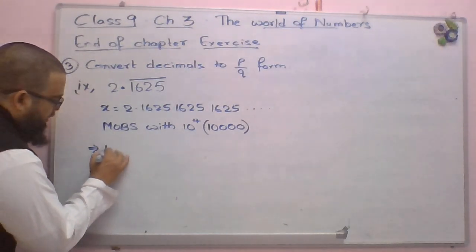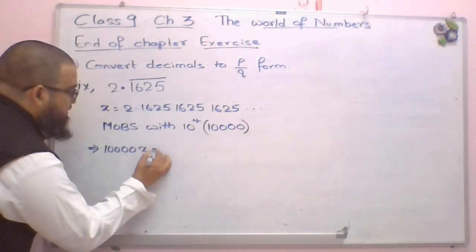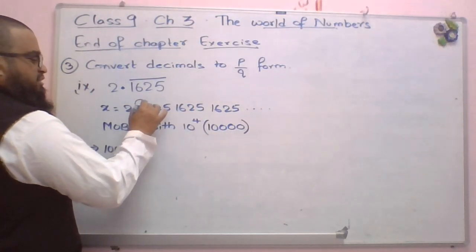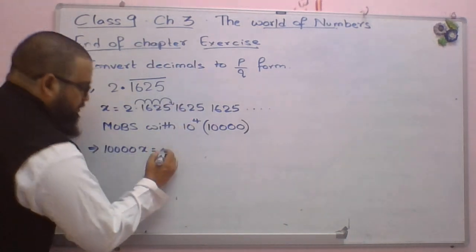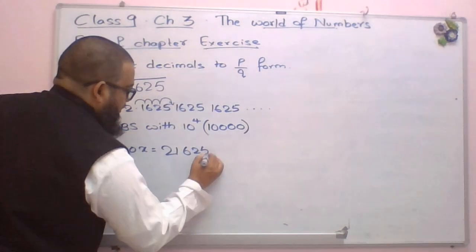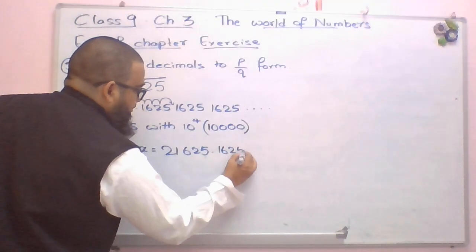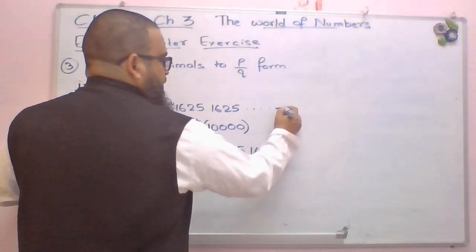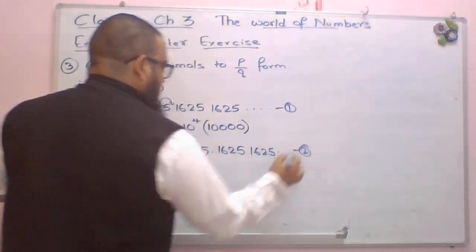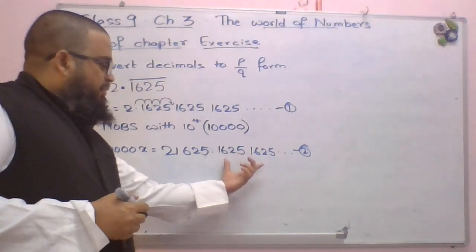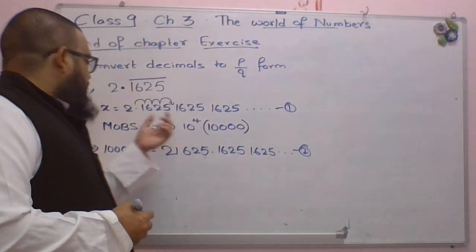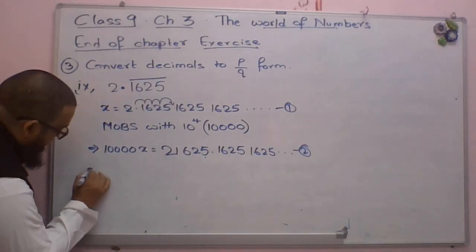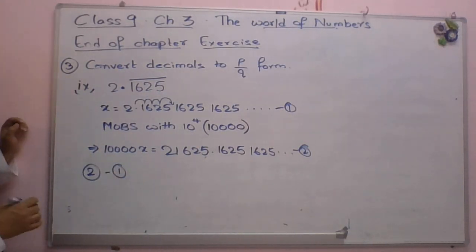So once you multiply, what do you get? 10,000x is equal to, now since we have multiplied with 10,000, 10 to the power of 4, the decimal will move 4 places. So it becomes 21,625.1625, 1625, and so on. Okay, now this is the first equation and this is the second equation. Now check the decimal part, 1625, 1625. Here also you have 1625, 1625, 1625. So the decimal part is same. So therefore subtract the smaller equation from the bigger.